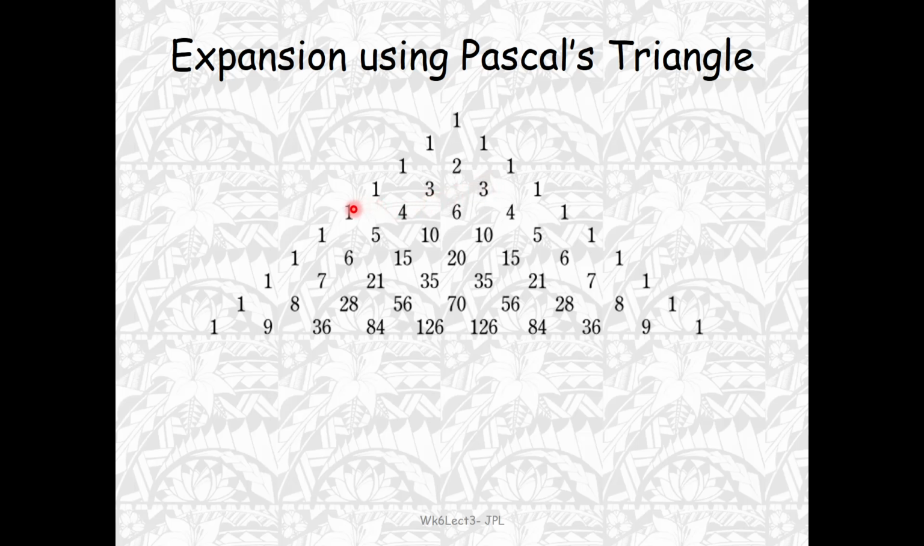Okay, so 1 plus 4 you get 5, 4 plus 6 you get 10, 6 plus 4 you get another 10, and 4 plus 1 you get 5. Same with here, 1 plus 5 you get 6, 5 plus 10 you get 15, 10 plus 10 you get 20, 10 plus 5, and so on. So you keep on adding your terms here. So that's the Pascal triangle.